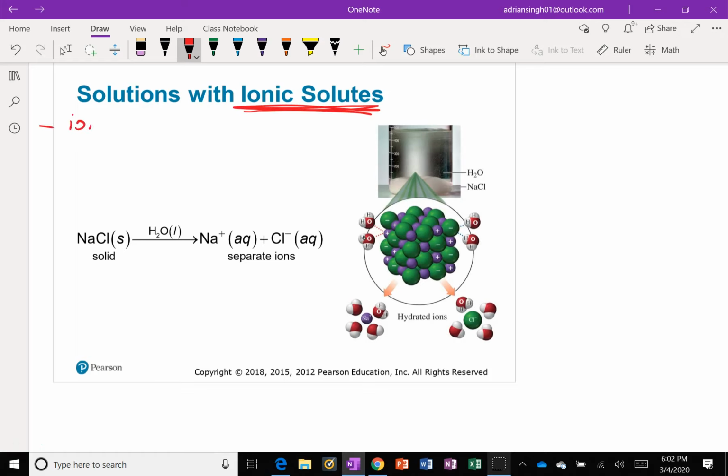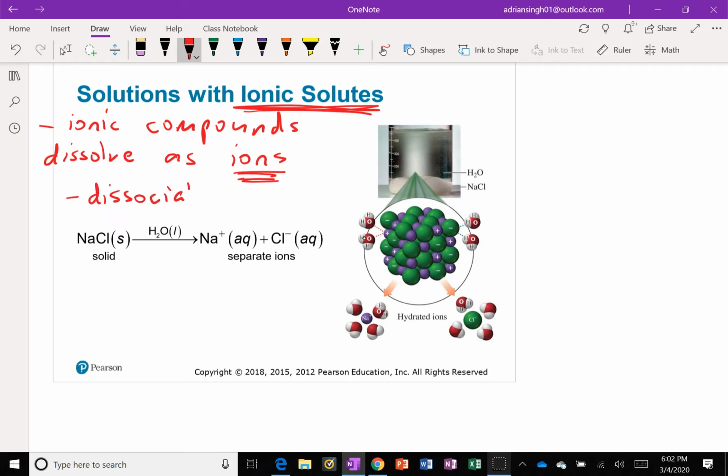So your ionic compounds, when they do dissolve, they're going to dissolve as ions. So the ionic compound, in other words, is going to dissociate, which is just a fancy word for break apart, into its component ions. So for example, you've seen this multiple times in your kitchen or anywhere else.